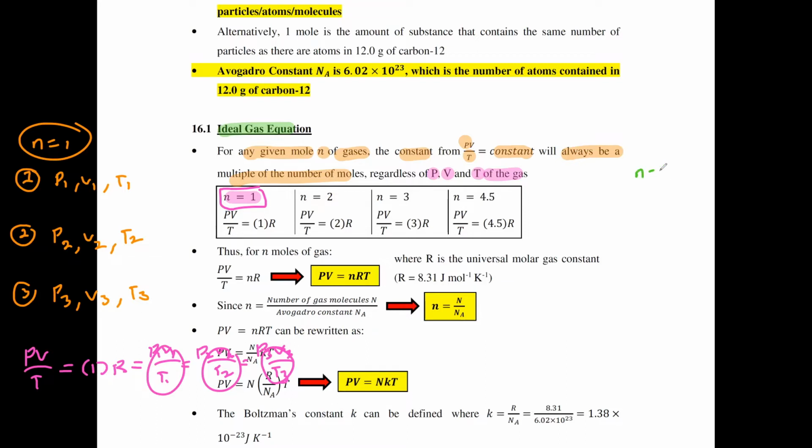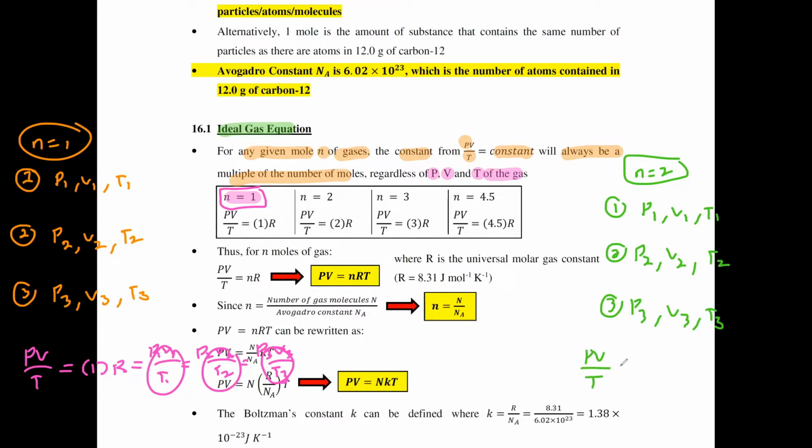Say maybe you use 2 moles of gas, and then you change it to different states, where again for state 1 you have P1, V1, T1, state 2 you have P2, V2, T2, and state 3 you have P3, V3, and T3. What they also say is that the ratio of PV over T, regardless of which state you're talking about, would just be 2R. Which means that P1V1 over T1 equals P2V2 over T2 equals P3V3 over T3, which equals 2R.